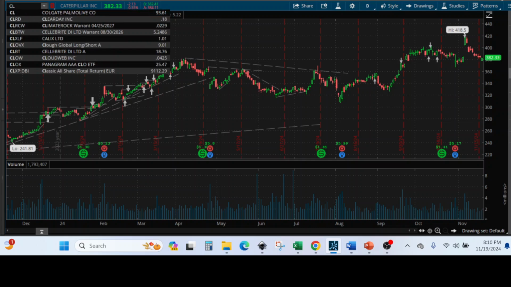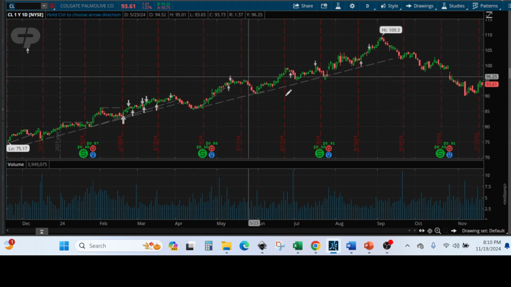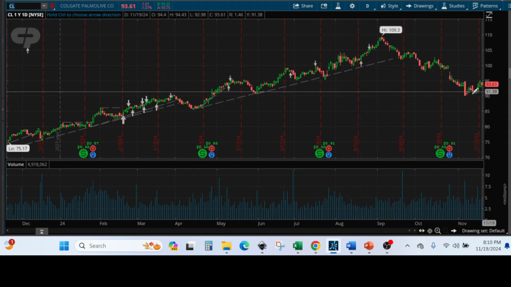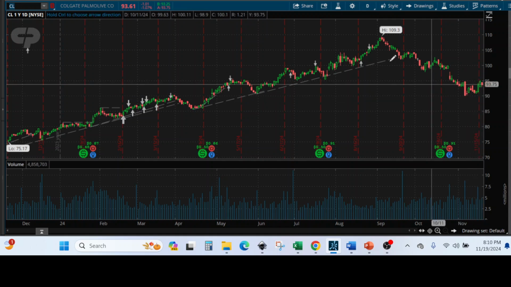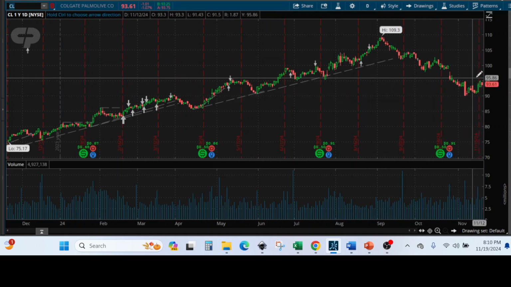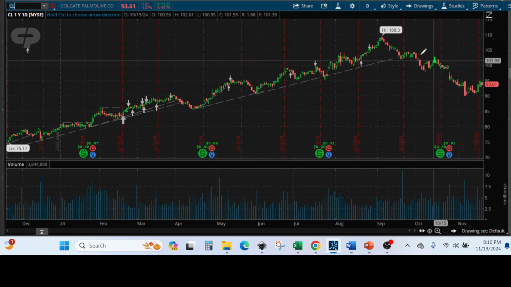We can buy it then. So CL is going down. It's in a downtrend here. The latest lows are lower than the previous ones, and the latest highs are lower than the previous highs, so it's in a downtrend. We leave it alone.